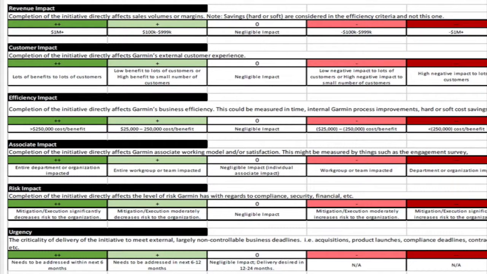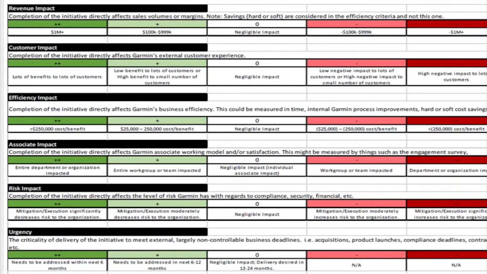The Finance Steering Committee uses this prioritization matrix to help determine how a project will be prioritized and ranked. As you can see, it's broken down into several sections. You have the revenue impact, customer impact, efficiency impact, associate impact, risk impact, and urgency. Each of these sections is given a score on how it impacts the project.